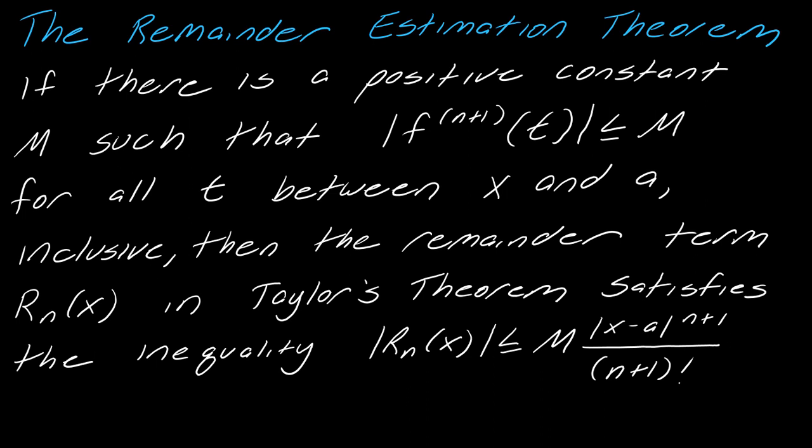So the next thing I want to talk about is the remainder estimation theorem. If there is a positive constant M such that the n plus 1 derivative at t is less than or equal to M for all t between x and a inclusive, then the remainder term R sub n in Taylor's series satisfies the inequality: R sub n of x is less than or equal to M times x minus a to the n plus 1 over n plus 1 factorial. Okay, so let's break down what this means next.